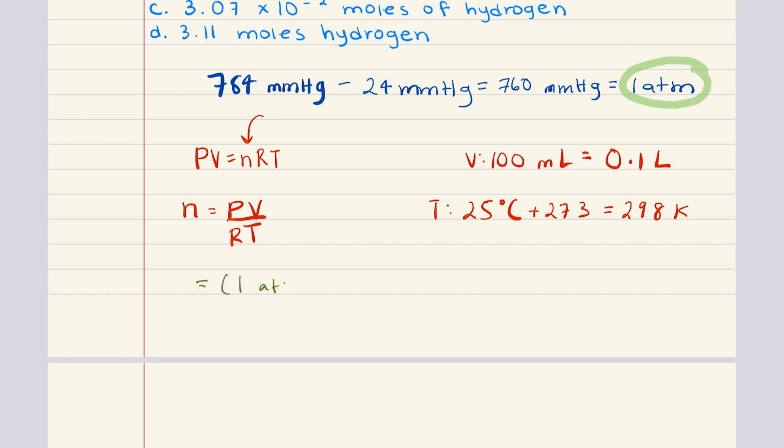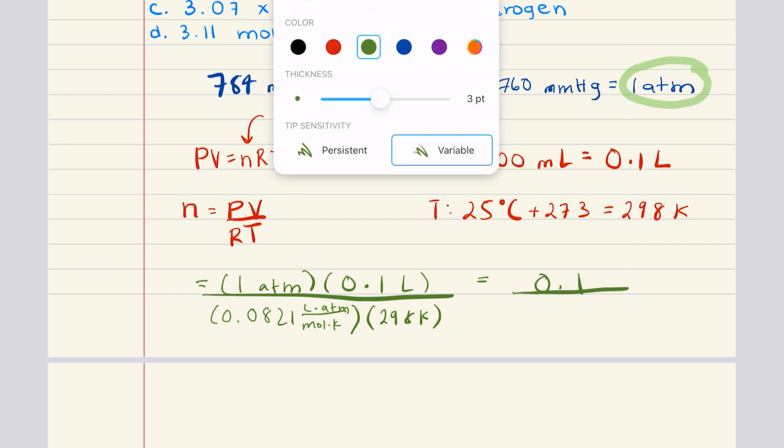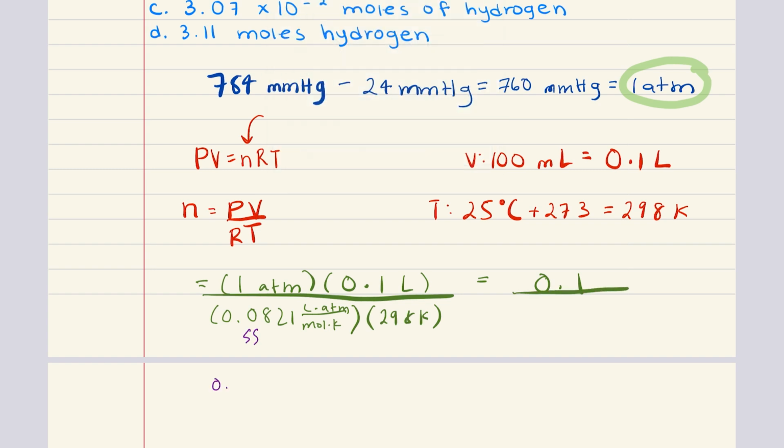Pressure is 1 atmosphere. Volume is 0.1 liters. This is going to be divided by our gas constant, 0.0821 liters times atmosphere over moles times Kelvin. And then our temperature is 298 Kelvin. Now our numerator is really easy to calculate. 1 times 0.1, that's going to give us 0.1. And then for the denominator, we can approximate this value to 0.08, and we can approximate this value to 300. And we can multiply these together. Now here's a really easy way to do this. We can multiply 8 times 3, that's 24, and then we can add in those 2 zeros.